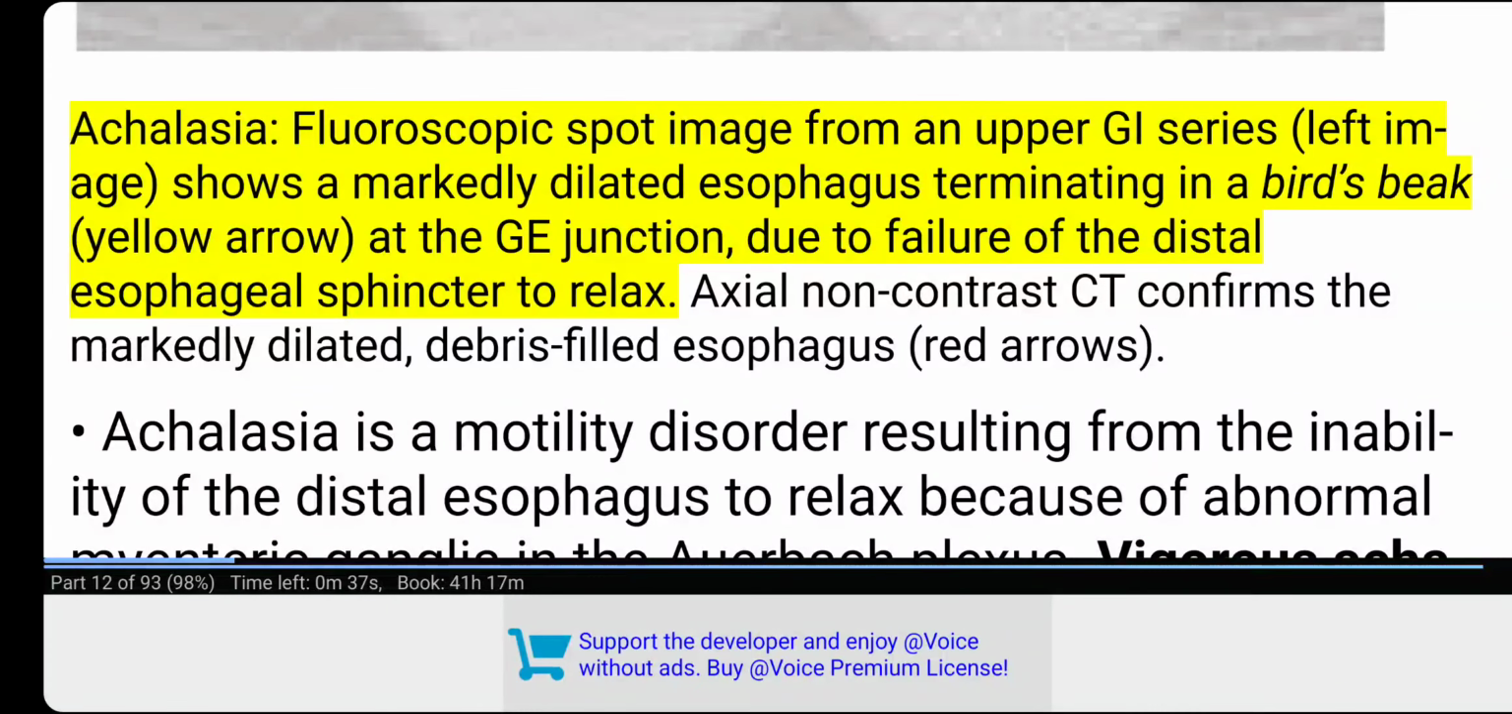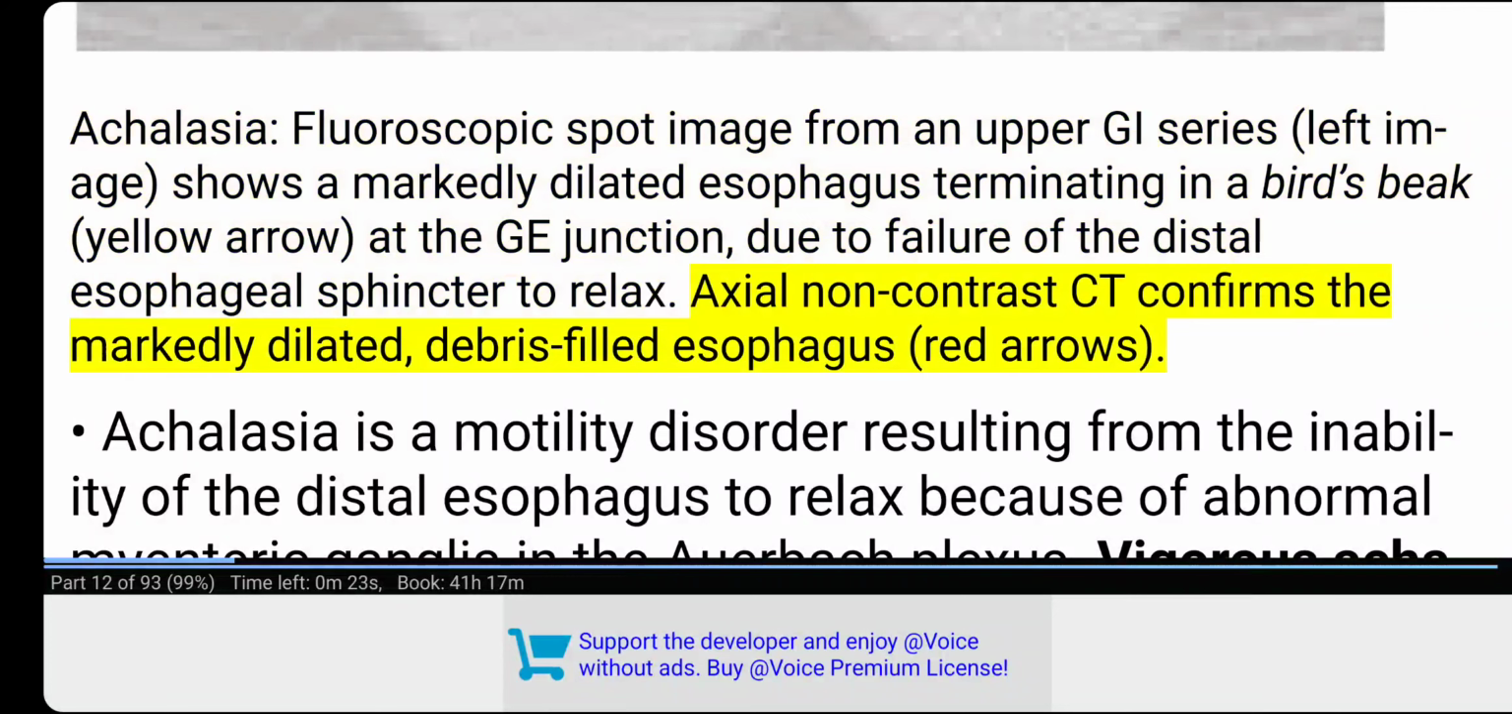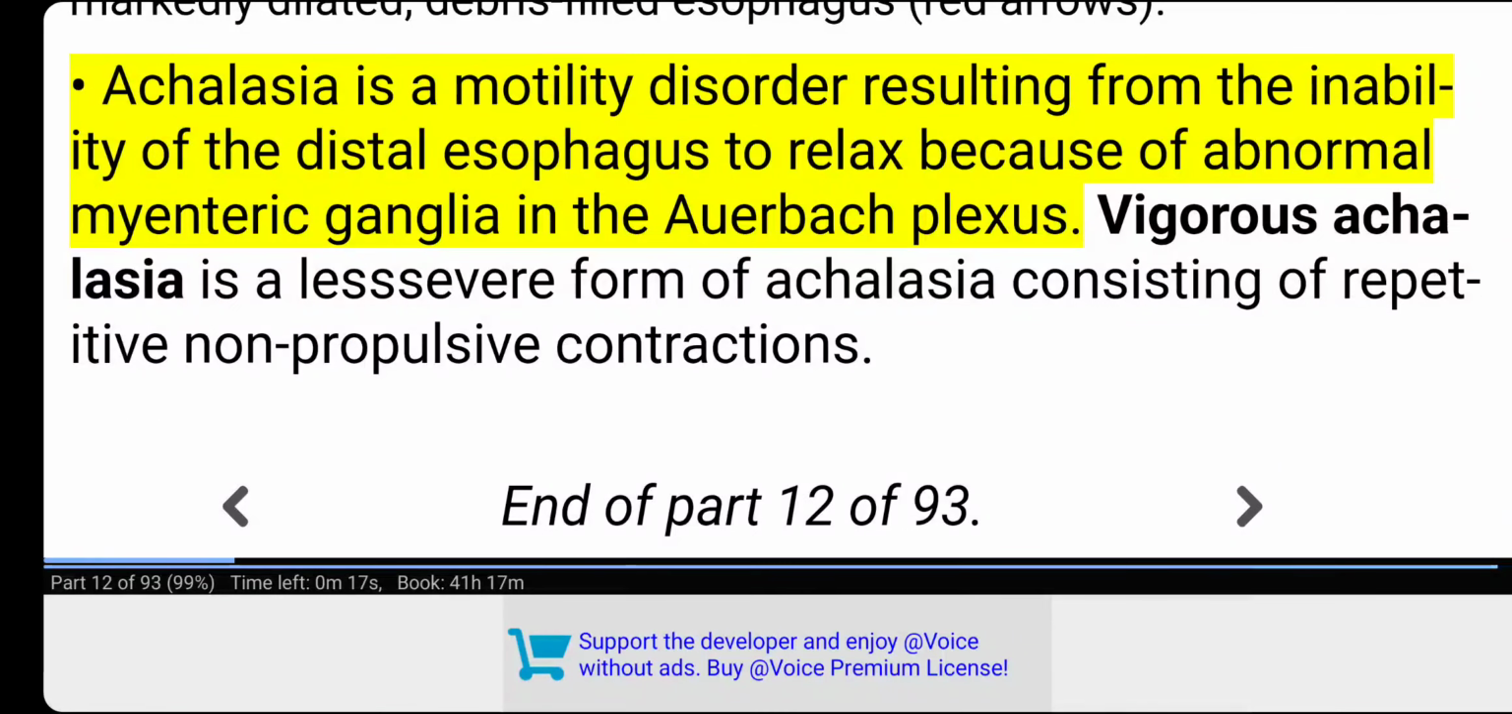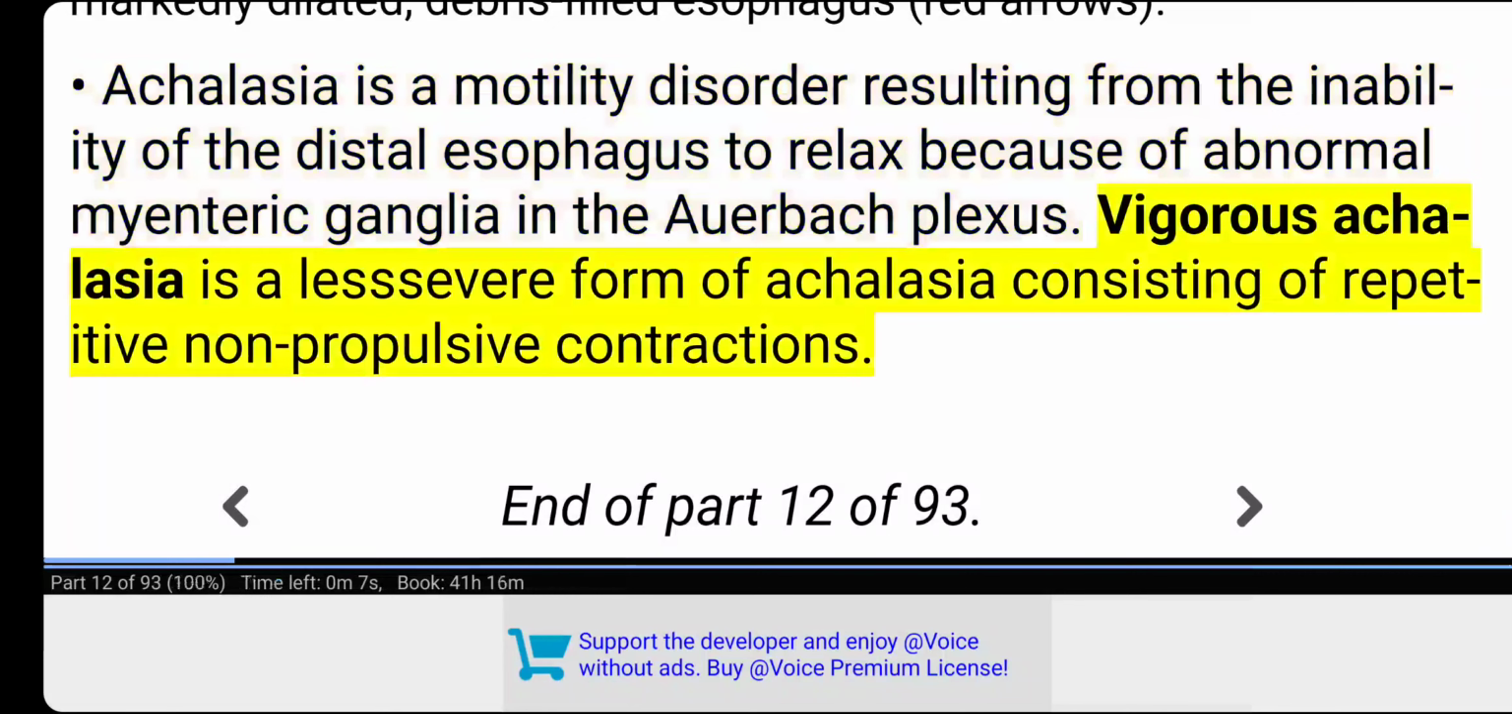Achalasia. Fluoroscopic spot image from an upper GI series, left image, shows a markedly dilated esophagus terminating in a bird's beak, yellow arrow, at the GE junction, due to failure of the distal esophageal sphincter to relax. Axial non-contrast CT confirms the markedly dilated, debris-filled esophagus, red arrows. Achalasia is a motility disorder resulting from the inability of the distal esophagus to relax because of abnormal myenteric ganglia in the Auerbach plexus. Vigorous achalasia is a less severe form of achalasia consisting of repetitive non-propulsive contractions.